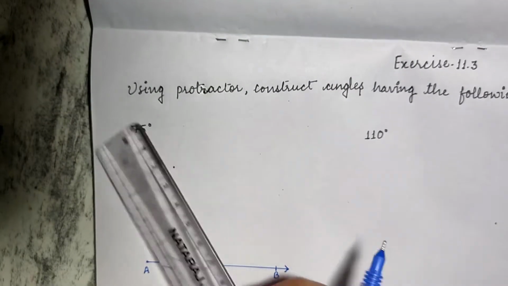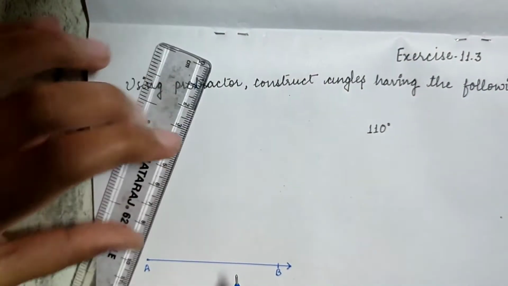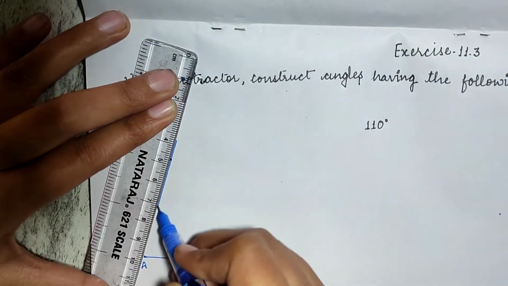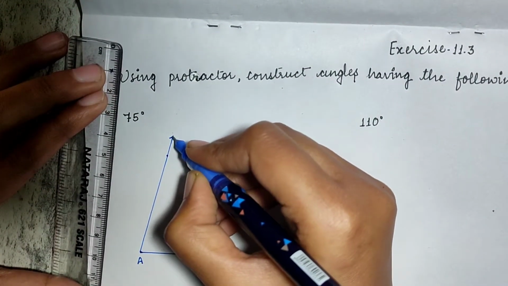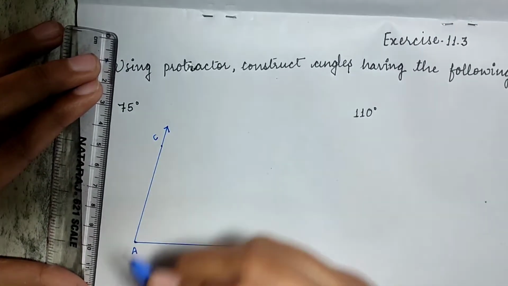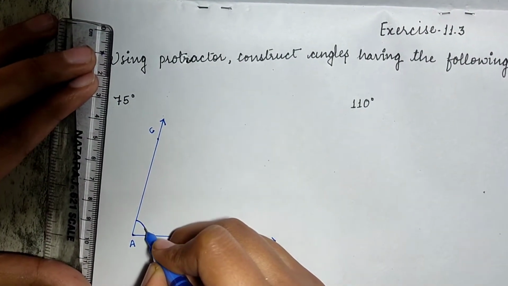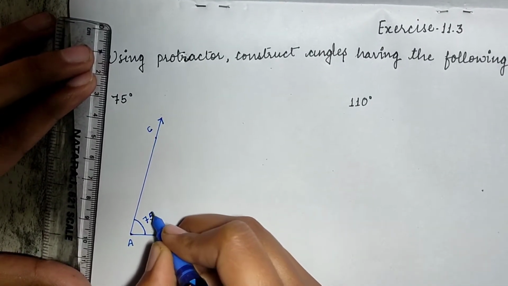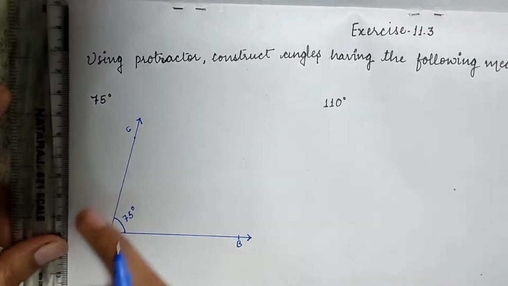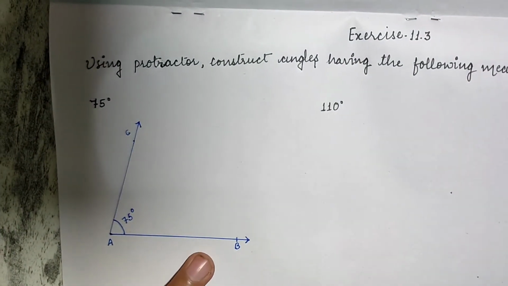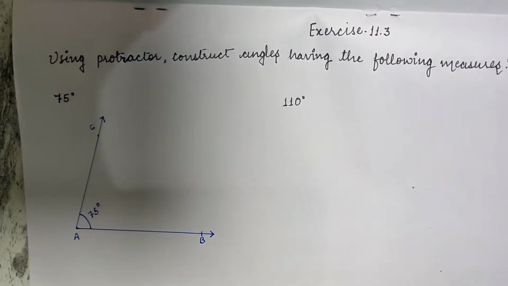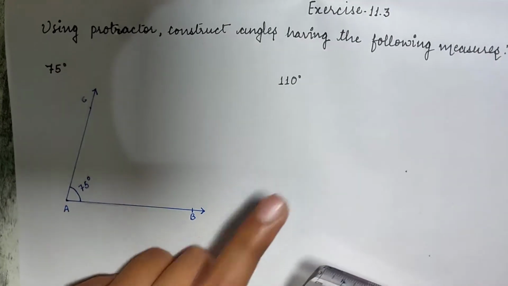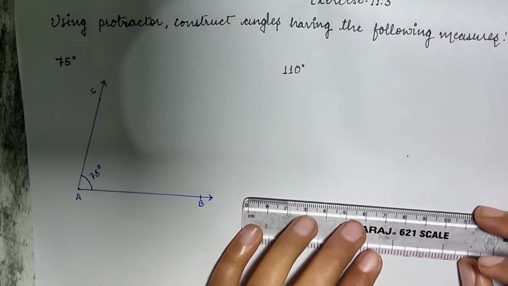Now join this point and point A. Name this point as C. So here we got angle BAC of 75 degrees. This way we have constructed the angle of 75 degrees. Now let us consider another measure, that is 110 degrees. So we have to construct an angle of 110 degrees.